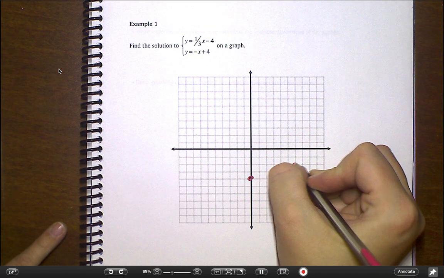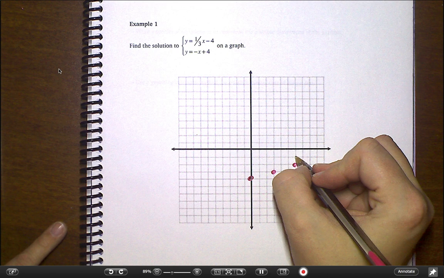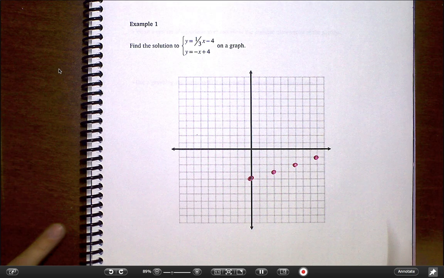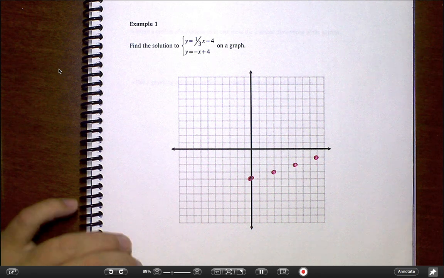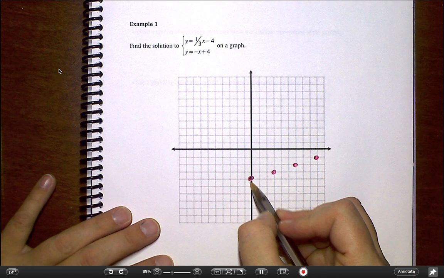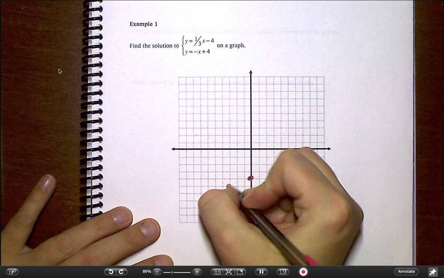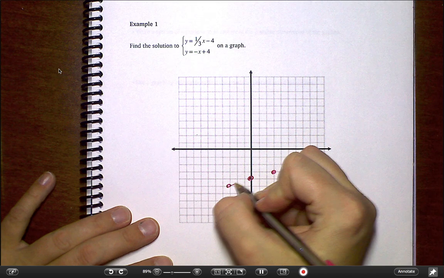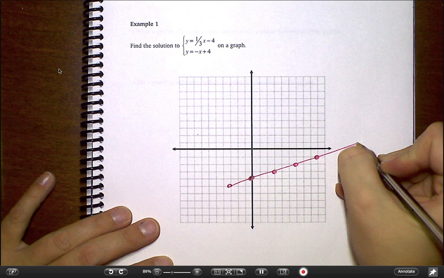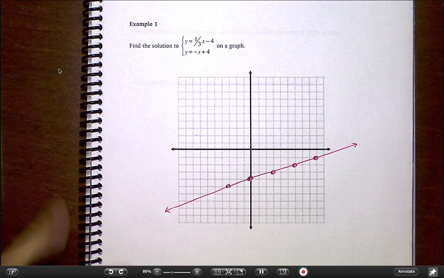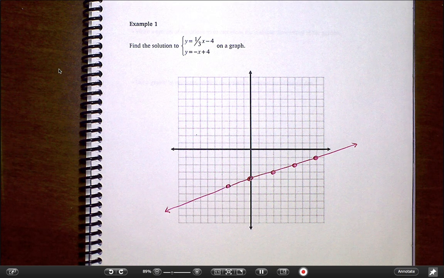And I'm going to do this quite a few times because for these types of problems, when you're graphing these things, it's really important that your line is nice and straight. Okay, I might even go the other way a couple of times. Down 1 and then to the left 3 would be right on the same line there. Okay, and then I'm going to connect those. And there's my line. Okay, so that's my first equation.